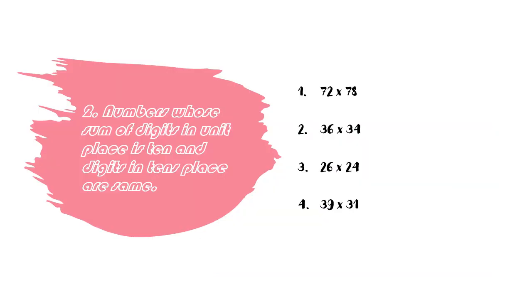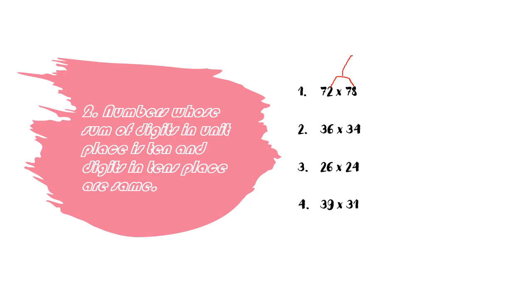And the next rule: numbers whose sum of digits in units place is 10 and digits in tens place are the same. So read the rule carefully. What is the first point? Numbers whose sum of digits in units place is 10. So I believe you know what the units place is and what the tens place is. Units place, what is it saying? Units place should sum up to 10.